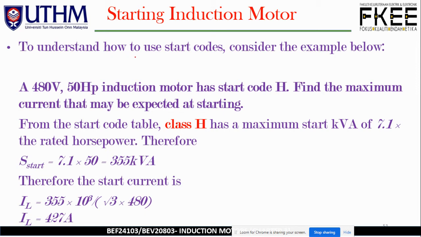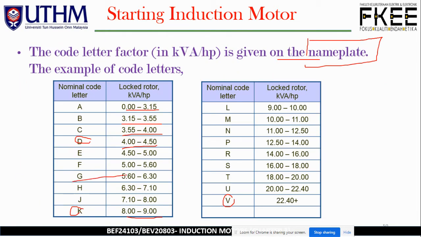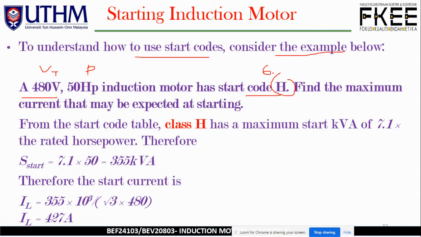Now, to have a better understanding of how to use the start codes, or the start code letters, consider the example below. We have 440 volt Vt, and the horsepower HP. The induction motor has start code H. The H class falls in between 6.3 up to 7.1, so we have the kVA over HP range from 6.3 up to 7.1. Find the maximum current that may be expected at starting. So we want to predict the maximum current that may occur at the starting of the induction motor.